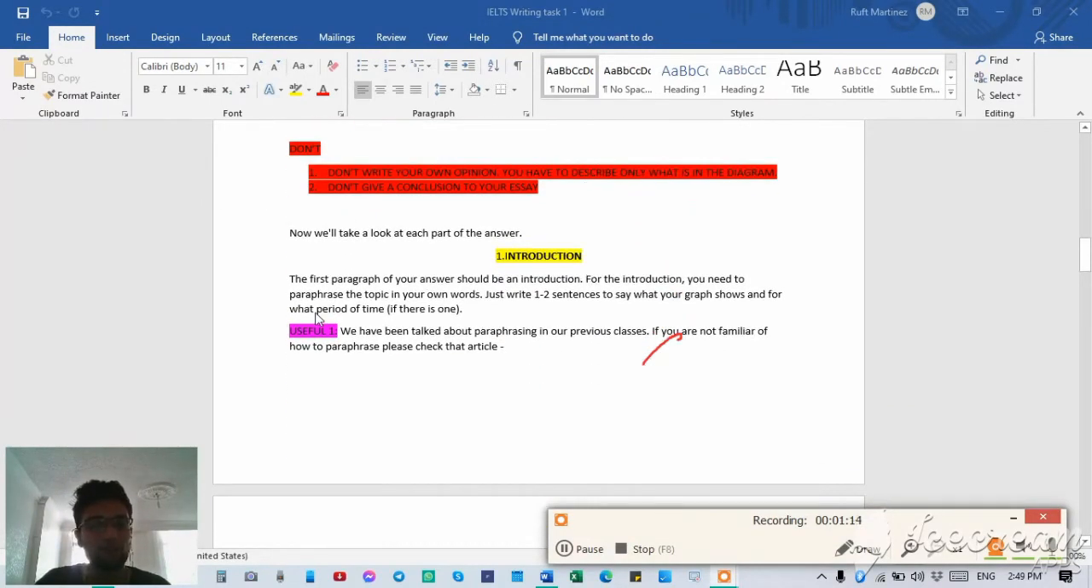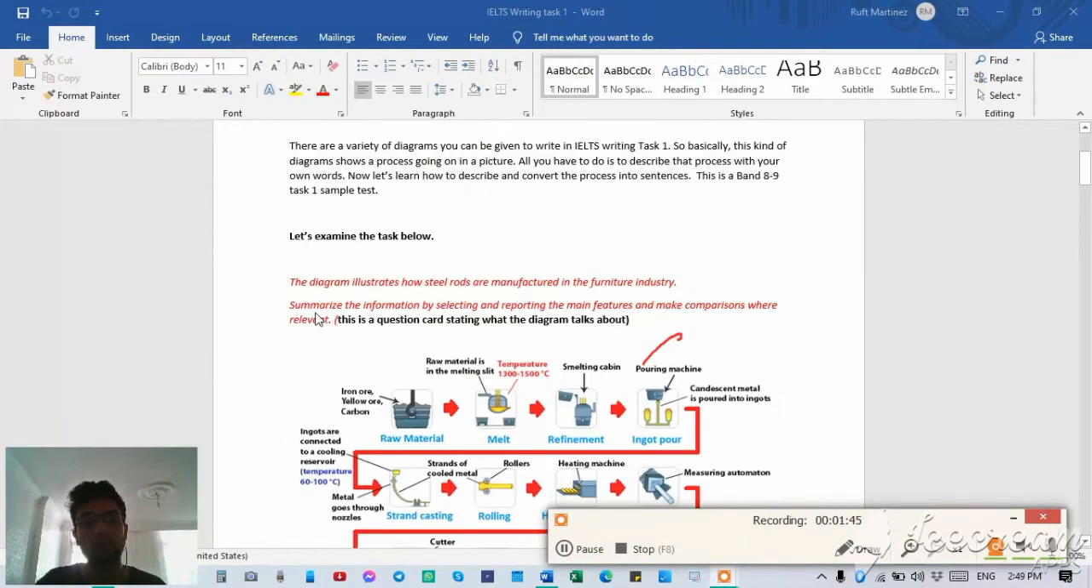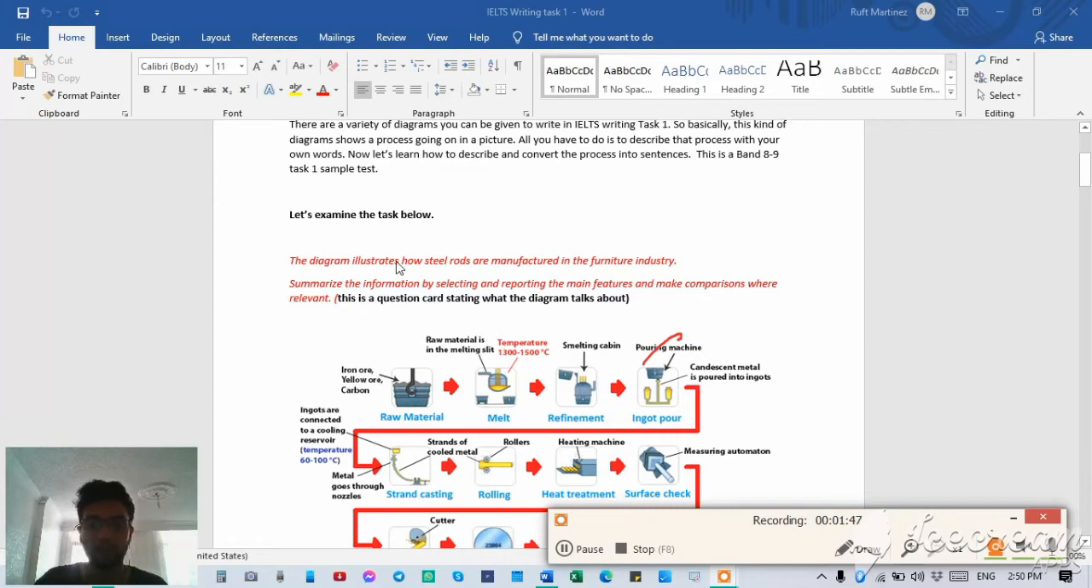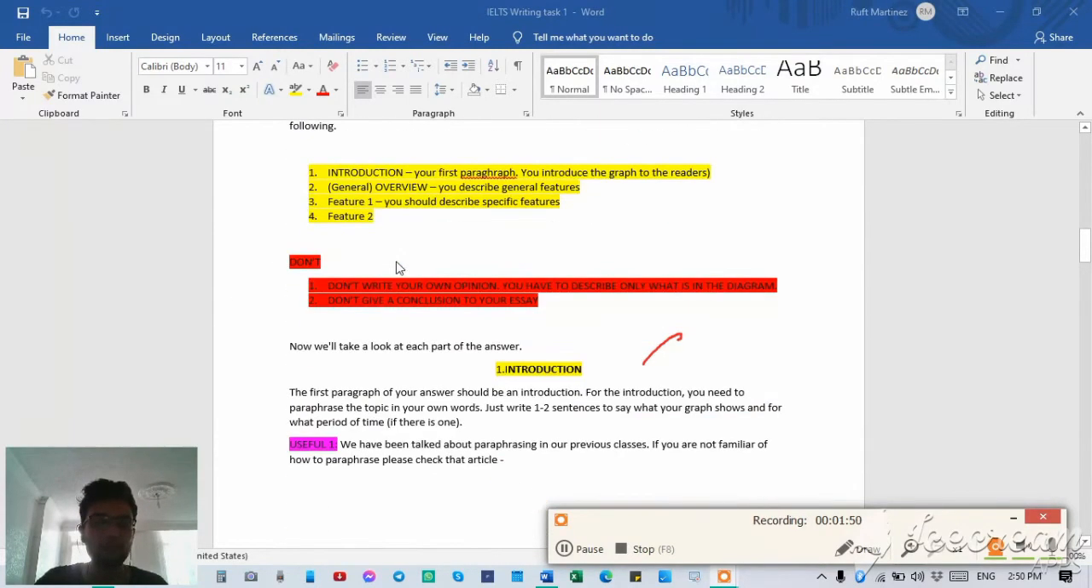Introduction. The first paragraph of your answer is an introduction, as we said before, and for the introduction you need to paraphrase the topic in your own words. Just write 1-2 sentences to say what your graph shows and for what period of time, if there is one. There's no period of time in this process diagram, but you need to paraphrase the topic, the question, in your own words, like this one. You know it already, so let's do it.